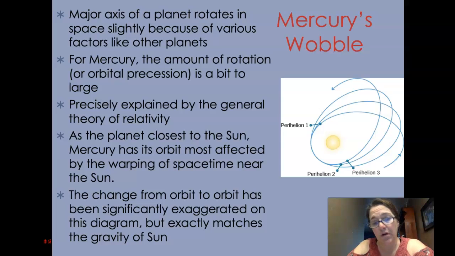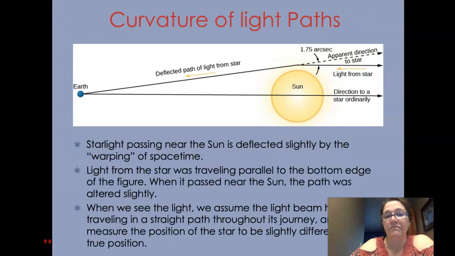Well, Mercury's wobble, its precession, is bigger than it should be just based on the other planets. And this is because the sun pulls on it more than any other planet. Why? Well, because it's closer to the sun than any other planet. Makes sense. And then light gets curved as it passes massive objects.